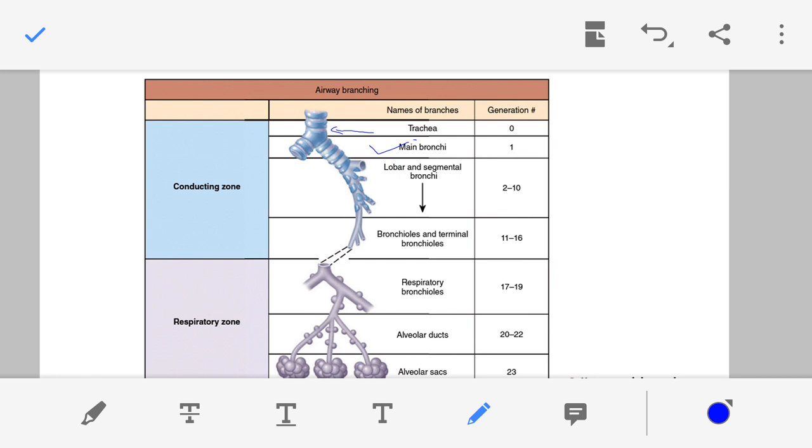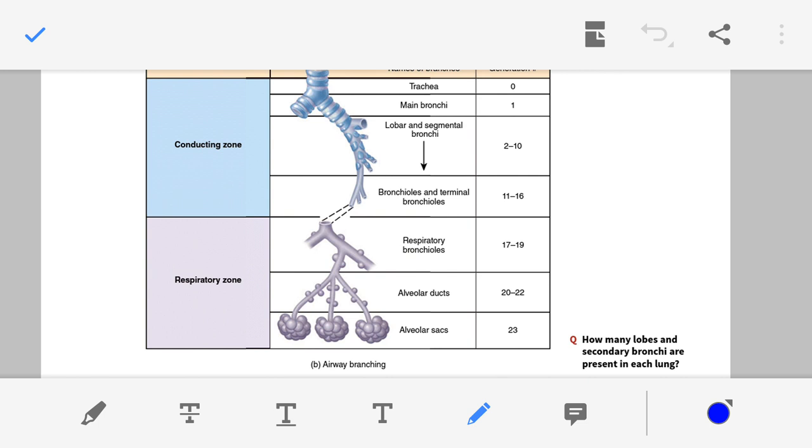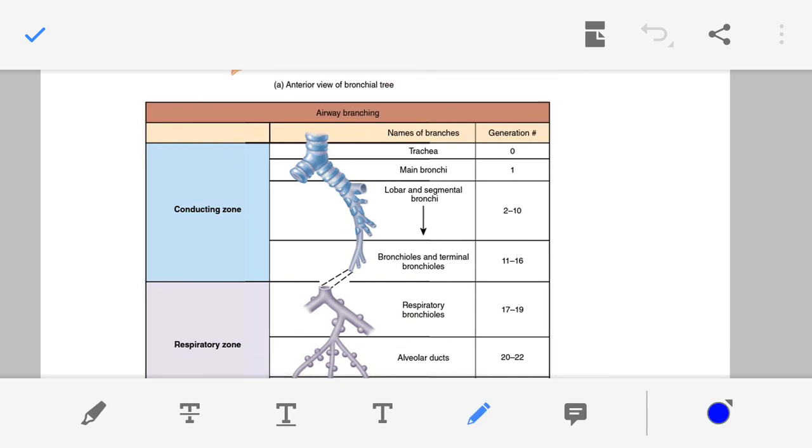Then the bronchi are further divided into smaller tubes. The smaller branches which arise from the main bronchi are known as the lobar or the segmental bronchi. Then these lobar and segmental bronchi are further divided into smaller tubes. These smaller tubes are known as the bronchioles and the terminal bronchiole. Up to here, you see all these tubes, trachea, bronchi, then the lobar and segmental bronchi, and bronchioles and terminal bronchiole, all these tubes are forming the conducting zone.